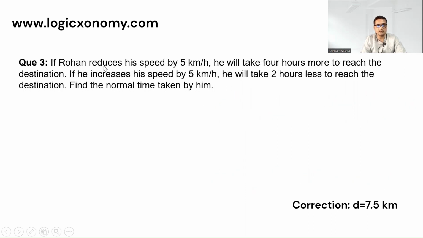Question number 3. If Rohan reduces his speed by 5 km per hour, he will take 4 hours more to reach the destination. If he increases his speed by 5 km per hour, he will take 2 hours less to reach the destination. Find the normal time taken by him.